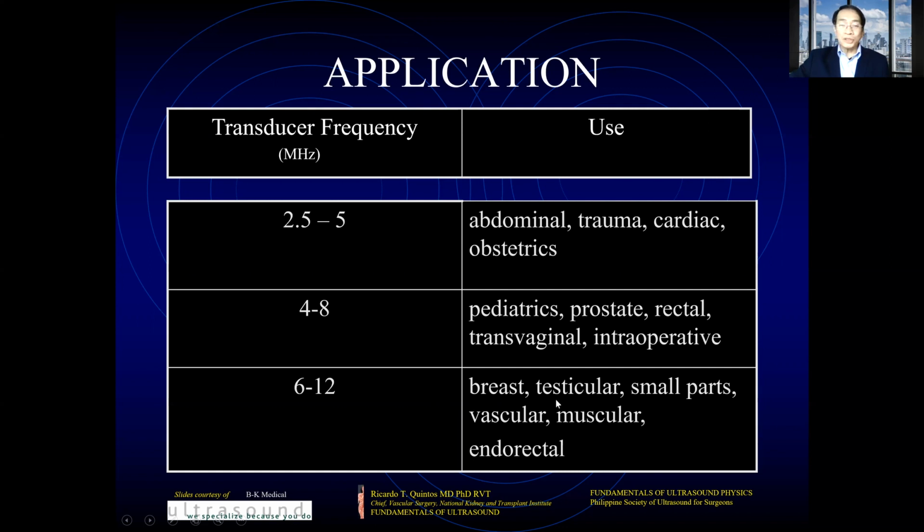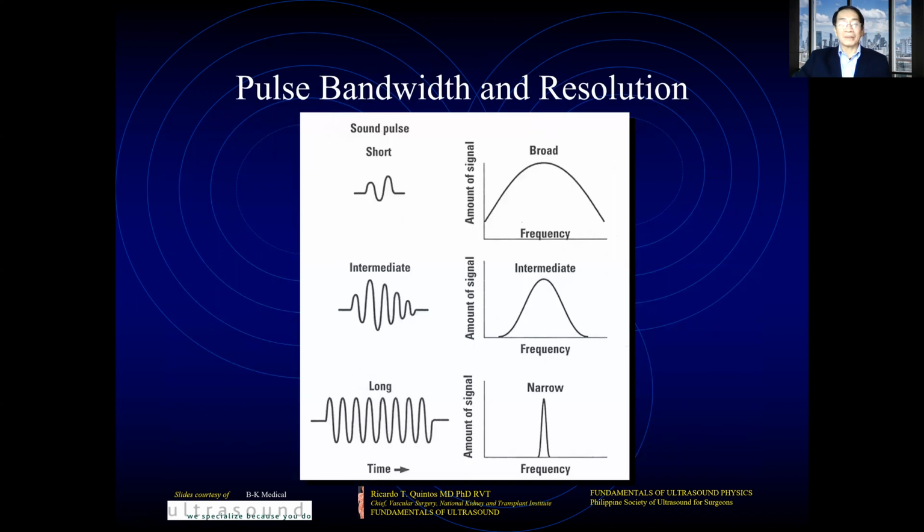Now, if you're going to look at small parts, the breast, testicular parts, vascular, muscular, endorectal, you want to look at the different layers of the anorectal region, then you need a higher frequency because it is very shallow. You don't need one that penetrates very, very deep, and it affords a very, very good resolution at that frequency.